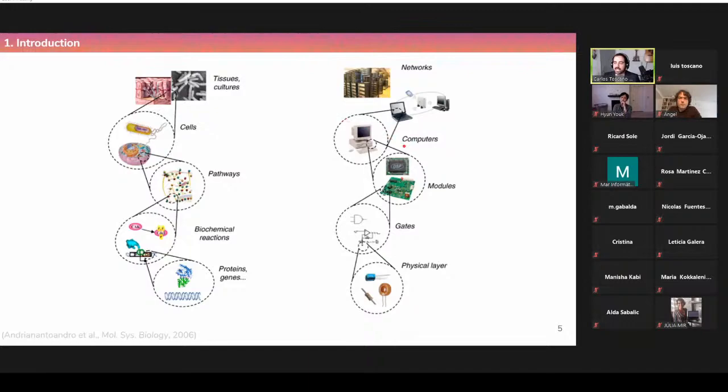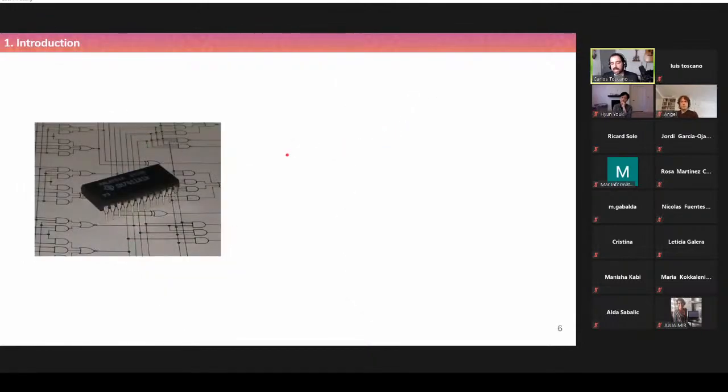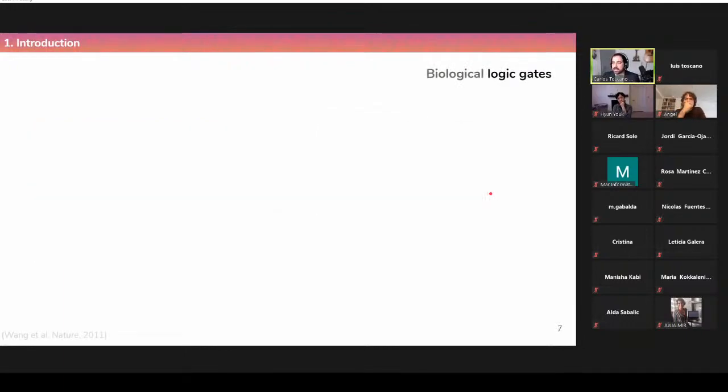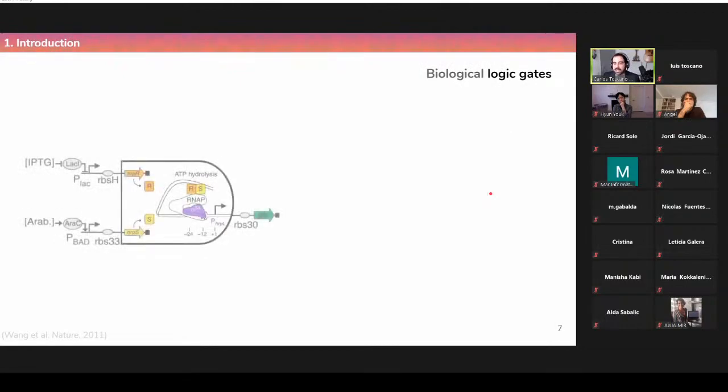There was an idea of, instead of being inspired by engineering, maybe we can emulate engineering. So why couldn't we implement something like a chip? After all, a chip inside is just a bunch of logic gates connected among them. And actually, we can develop biological logic gates. In this example, for instance, you have how to create an AND logic gate.